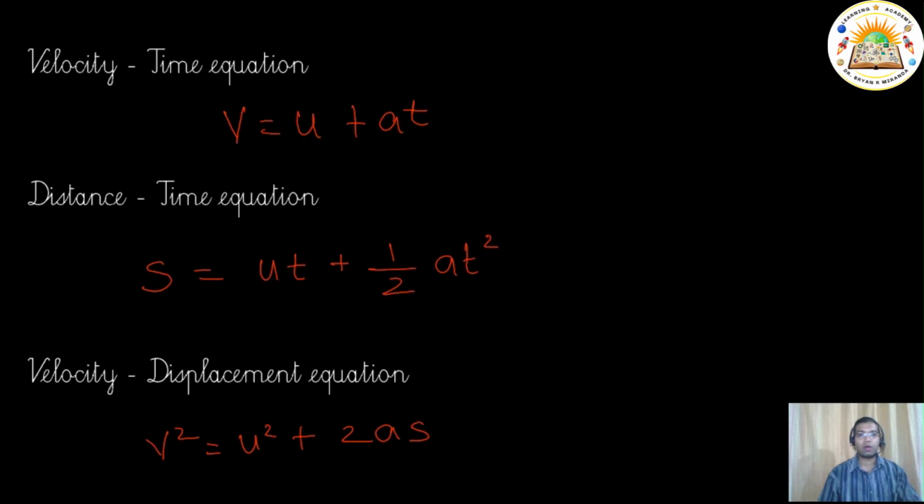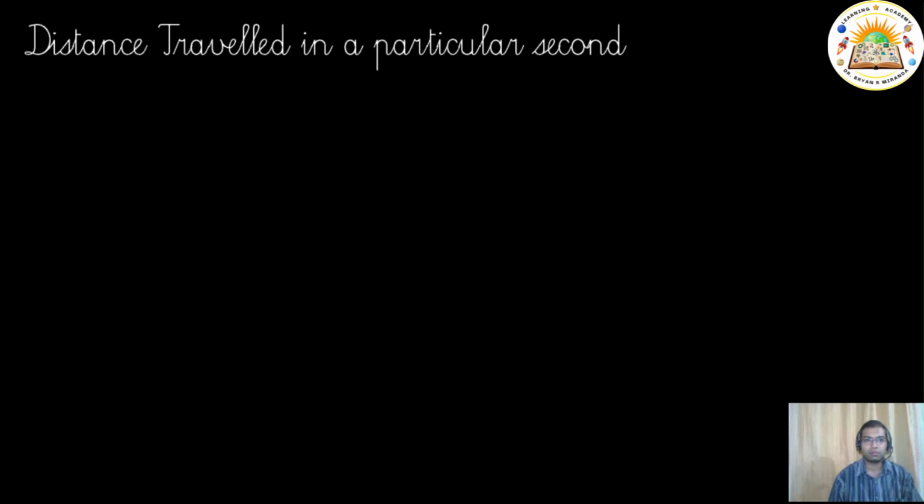Now, among all three equations, we can work with the second equation in a way such that we can determine what is the distance traveled in a particular time. That is, we can derive a formula only to find the distance traveled in a particular time, whereas in the other two cases, we will not be able to do it. So let us go ahead and derive that equation also. So let us use the second equation of motion in order to determine the distance traveled in a particular second.